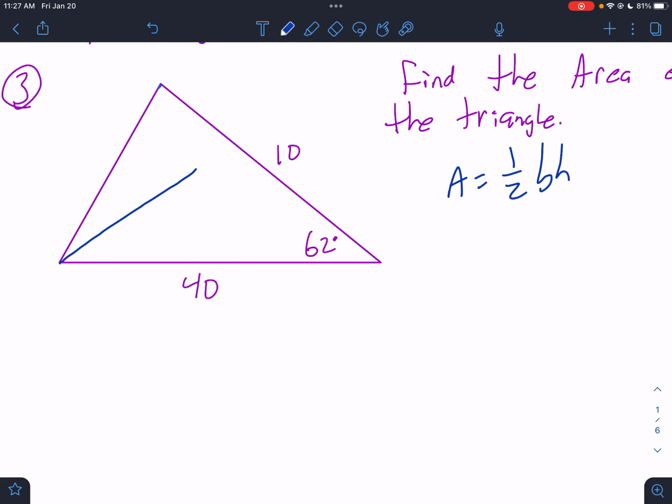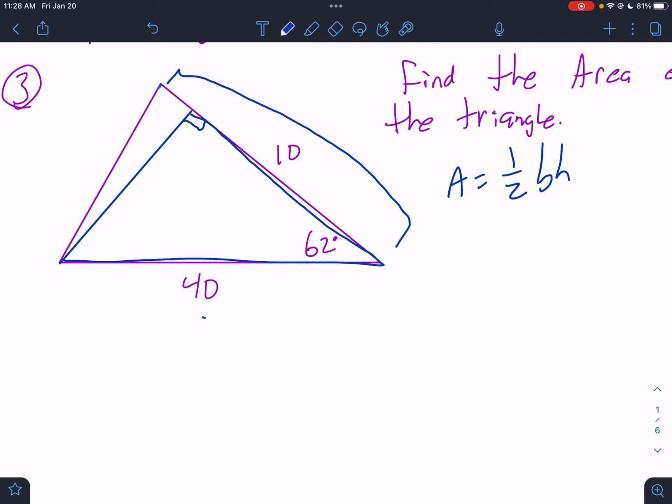One possible height, maybe you're not thinking of, would be this height. I could draw that height, and then 10 would be my base. And I could solve that situation. Look at this triangle I just made. Don't I have a hypotenuse of 40? I have 62 degrees. Couldn't I do sine of 62 equals opposite over hypotenuse? The answer is yes. That is one potential height.